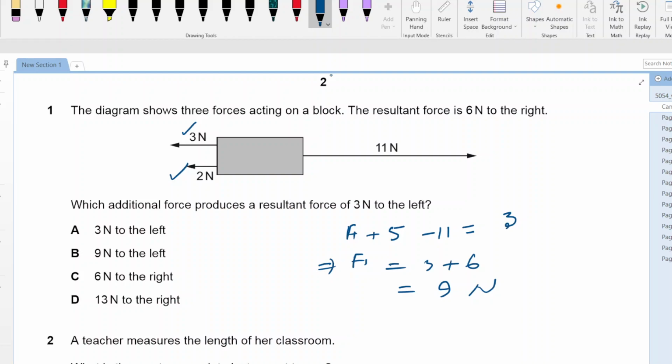Therefore, 9 Newton to the left. This is the answer. Right answer, B, 9 Newton to the left.